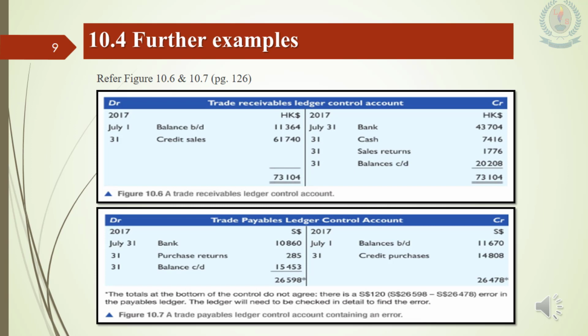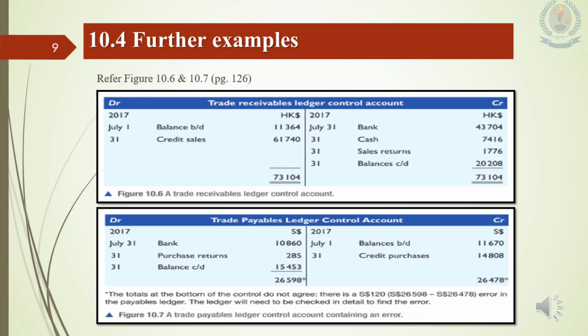Next, we will prepare the trade payables ledger control account. After drawing the account, record the opening balance. It should be on the credit side. Cheques paid should be debited to this account because payments would reduce the amount payable. Purchase returns would also be debited due to the same reason.